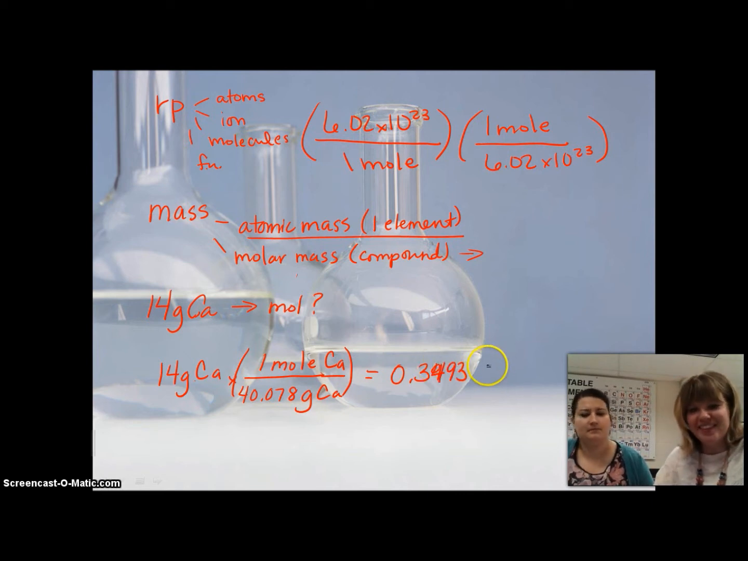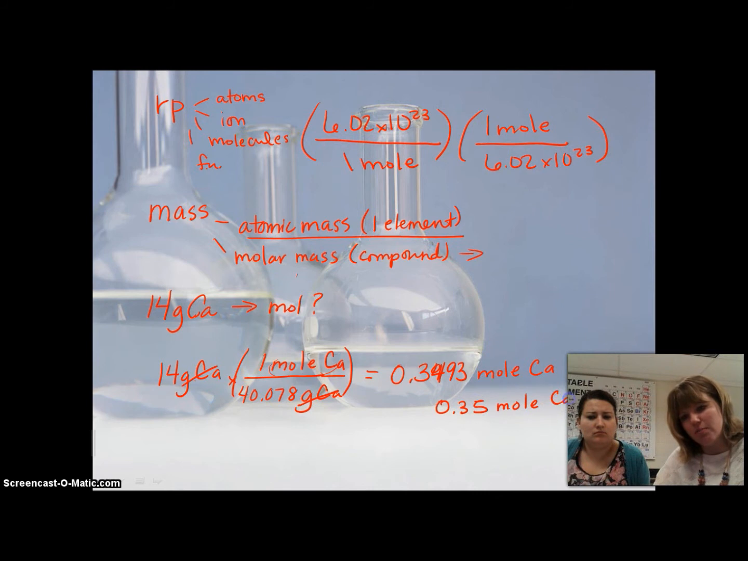Okay, and grams cancels out here, so we are left with moles of calcium, because that's what you have left, so that's the units that are going to carry over. We'd want to use 2 sig figs, so I would say that 0.35 would be the correct answer here, and I would box that in, right?